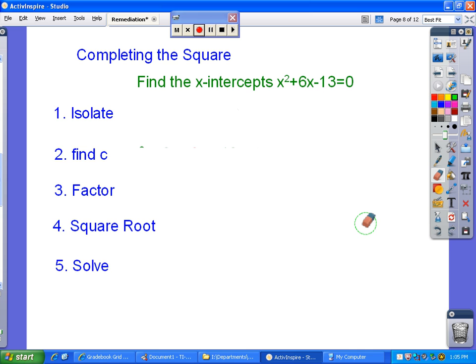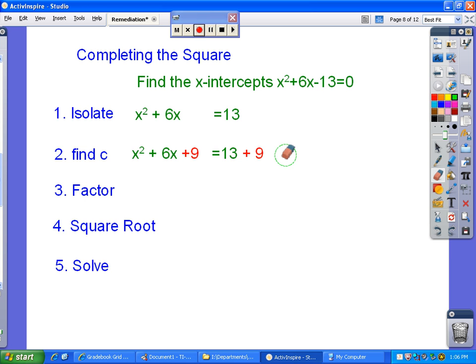Alright, now let's look at completing the square. Completing the square is a very important property to know if you plan on going to pre-calc next year. Alright, so step number 1, we're going to isolate the x terms. So that means I'm going to add 13 to both sides. Alright, now I need to find c. To find c, c is half of b squared. So that means in this case, half of 6 is 3, 3 squared is 9. Now you must remember to add 9 to both sides. Otherwise this won't work. You have to keep the equations balanced.